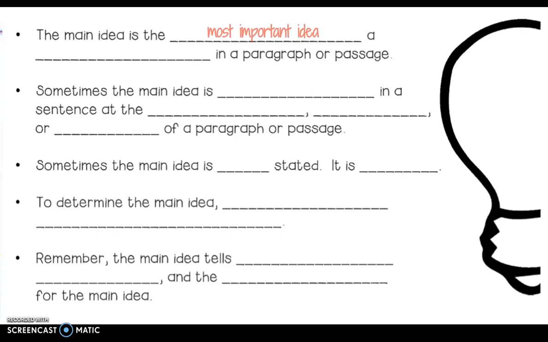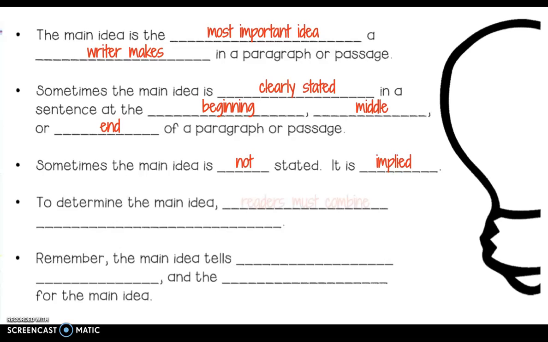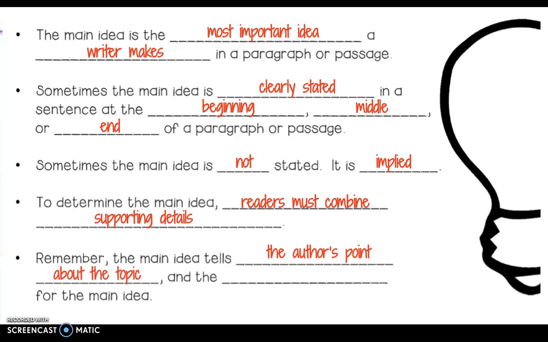The main idea is the most important idea a writer makes in a paragraph or passage. Sometimes the main idea is clearly stated in a sentence at the beginning, middle, or end of a paragraph or passage. Sometimes the main idea is not stated, it is implied, which means you might have to infer what the main idea is. To determine the main idea, readers must combine supporting details. Remember, the main idea tells the author's point about the topic, and the details offer support for the main idea.